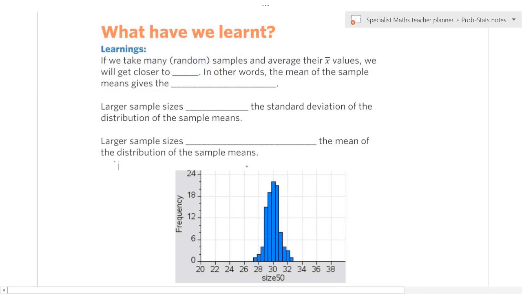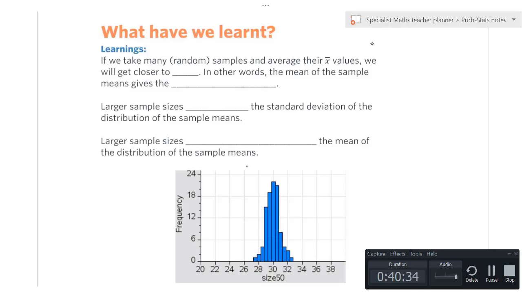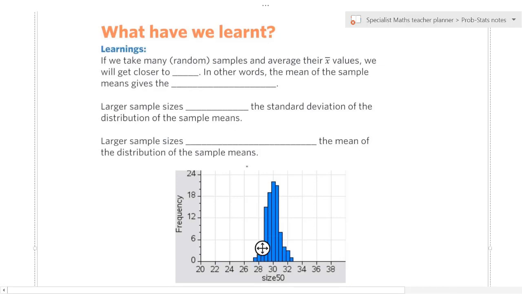We will get closer to that's right, the population mean. In other words, the mean of the sample means gives the population mean.